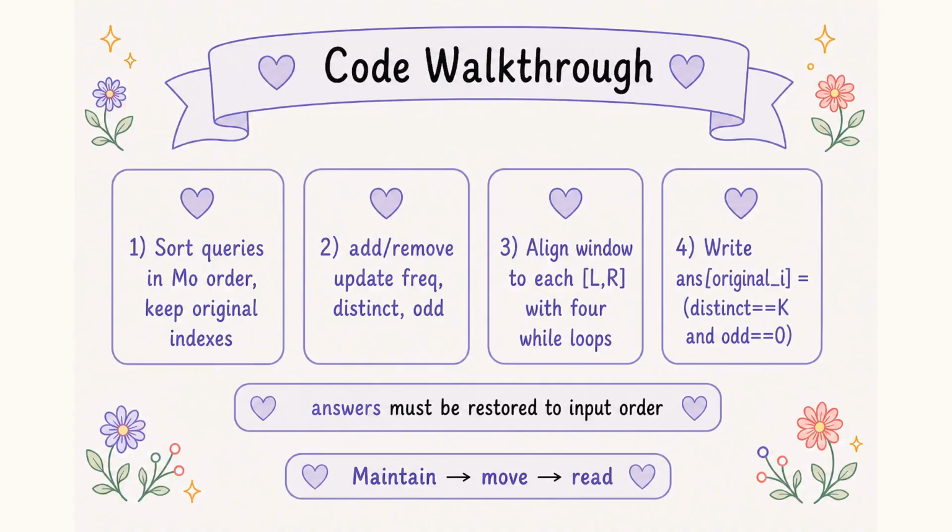Code walkthrough. Sort queries in Mo order but remember original indexes. Use add and remove to maintain frequency, distinct, and odd. Align the window to each range. Write the Boolean into the original position. The pattern is maintain, move, record.